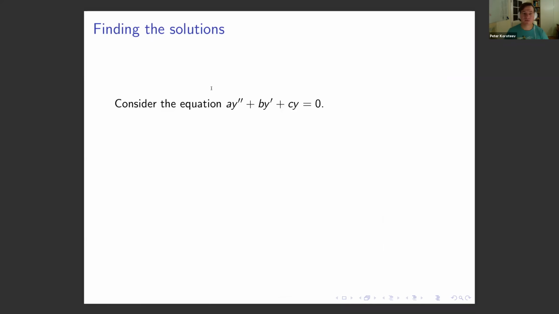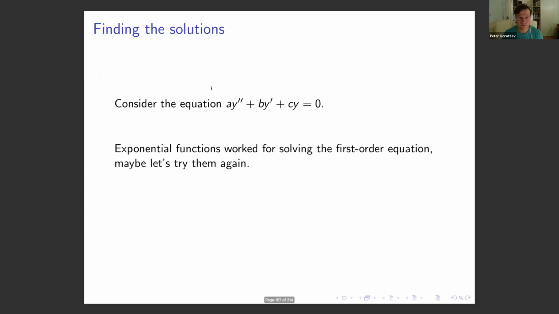Let's talk a bit more about finding the solutions. Take the second order equation, y double prime plus by prime plus cy is equal to 0. Exponential functions worked for solving the first order equation, and we can try those here. Maybe they will work as well. Some people who like this terminology say it's the exponential ansatz. It's a German word, and it should be spelled with a capital A.